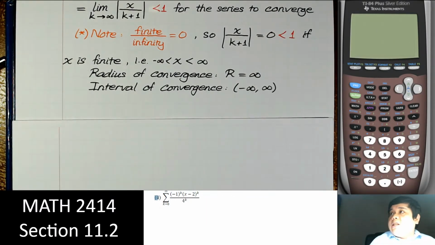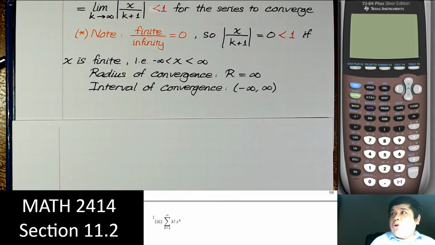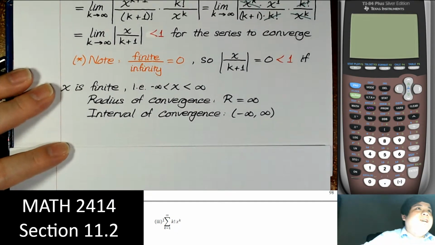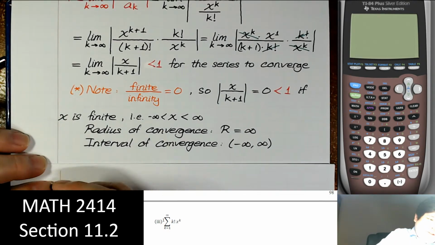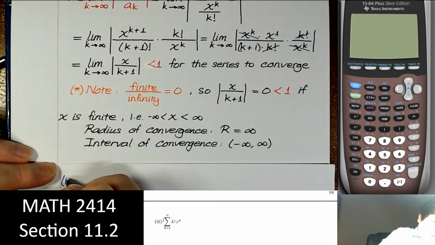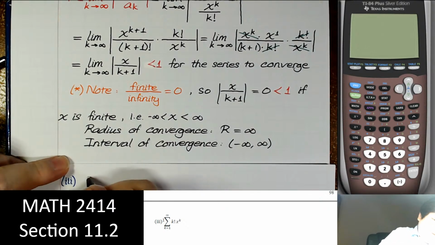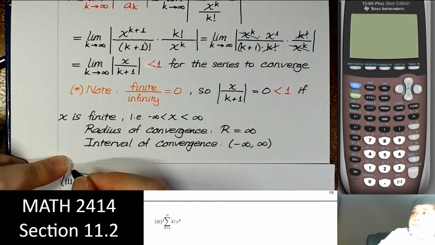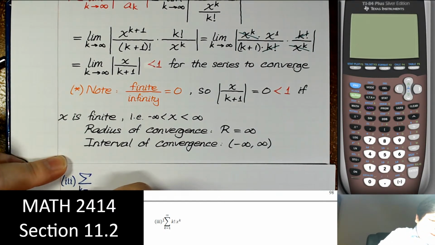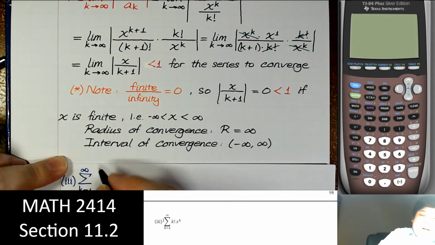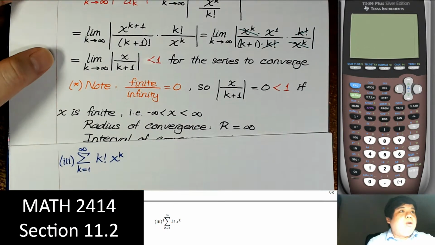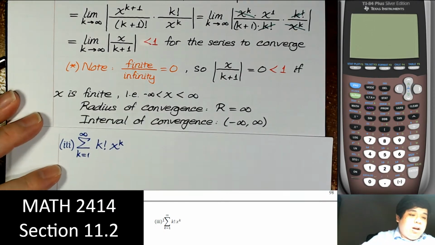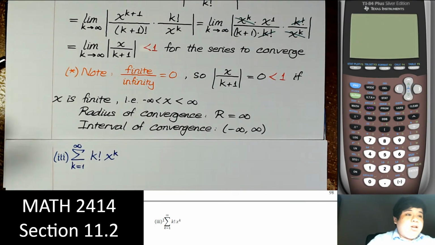Number 2, this is the longest one, so I'm going to save that for after the break. Let's just go to number 3 first. Right, now we have k factorial and then x to the k. So we still have a power series, and now we just need to find what values of x will make this converge.